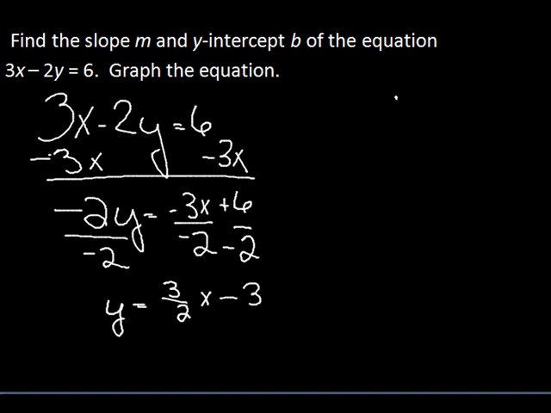So I'm just going to freehand this one really quick. Here is our y-intercept down at negative 3. And our slope is 3 over 2, which is rise over run. So we're going to go up 3, 1, 2, 3, and run 2, 1, 2. Here's our next ordered pair.